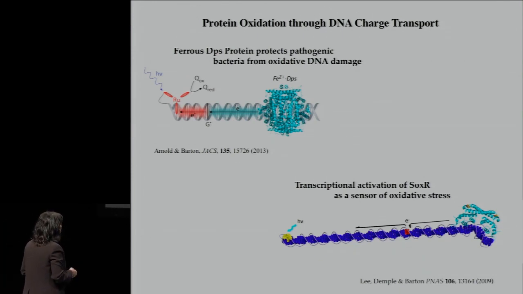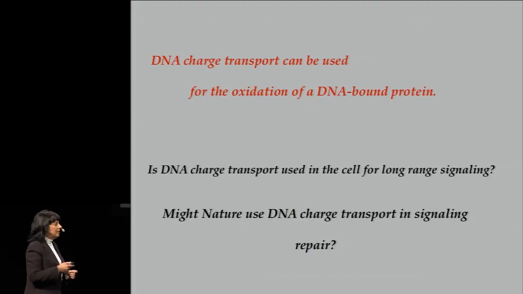And so what we were able to show in this case, Paul Lee was able to show that you could, again, take a photooxidant, attach it to the end of the DNA, and activate transcription by oxidizing SOXR. So you can oxidize a DNA-bound protein in that case. So we now know you can oxidize the DNA-bound protein. And so let's think of that oxidation as a signaling route. Does that mean that we can use that long-range oxidation essentially as a means of long-range signaling?